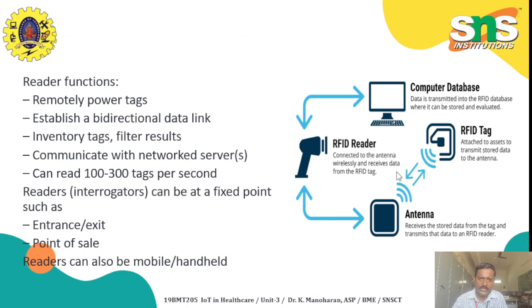Look at this. We have an RFID reader, a computer database, this RFID tag, and this is the antenna. These communicate, and the data is sent to the computer database. The reader's function: it remotely powers tags and establishes bidirectional data communication between the tag and the devices. They have filters, inventory tags, and communication with the network servers. It can read 100 to 300 tags per second.